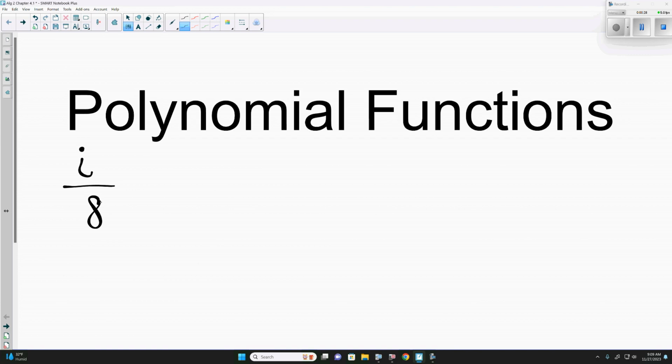So, what does that say up there below polynomial functions? Well, it's not J, it would be so I over 8. What'd you do over Thanksgiving break? I over 8.